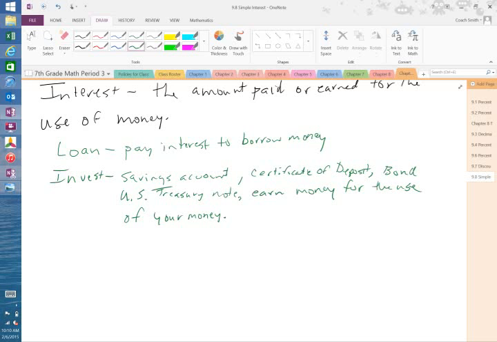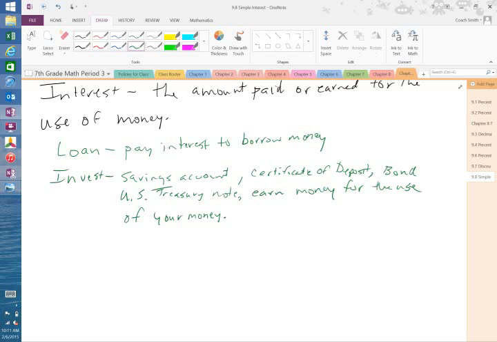And so for us in America, most of the time, we'll have a lot more in loans than we have in investments. Usually the biggest loan that most people have is a mortgage to buy a house, and they have to pay interest on that loan. So that's what interest is. Interest is the amount of money I'm earning for you to use my money, or it's the amount of money I'm paying so I can use your money. And there's different ways to figure it.